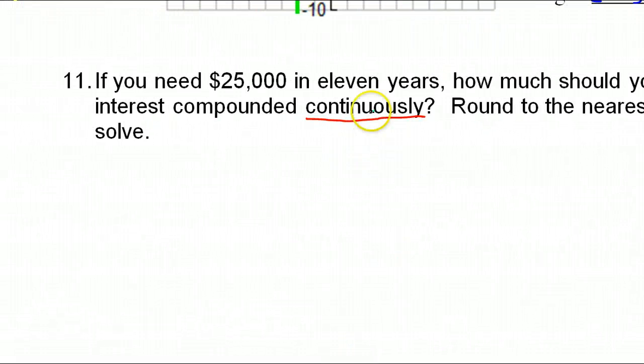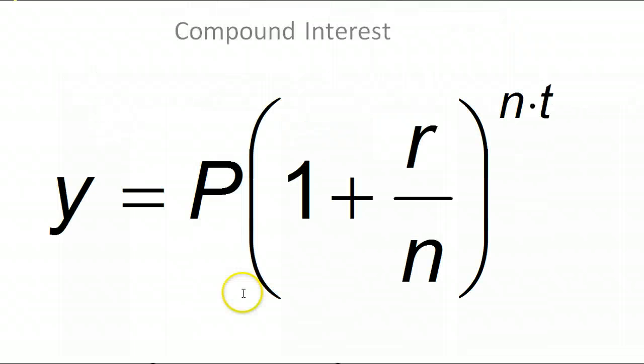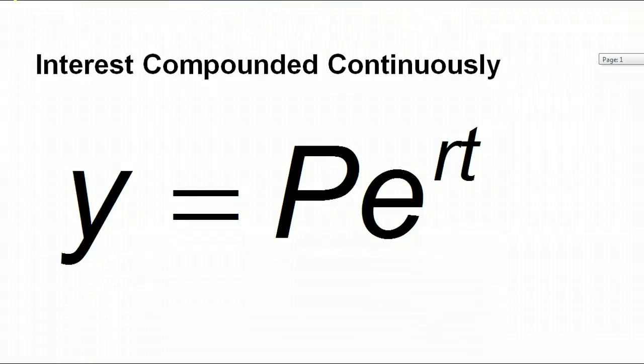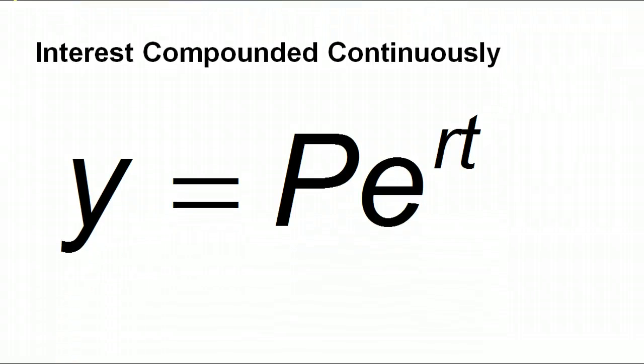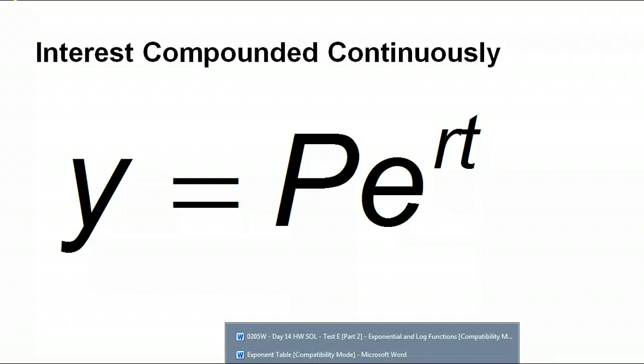Okay? Why did I emphasize this word? Because that's what tells us which one of those formulas we're going to use. Are we going to use this one? Or will it be this one instead? Well, look. This is the formula for interest compounded continuously. So we will definitely use the PERT formula. y equals Pert. Let's copy that down.